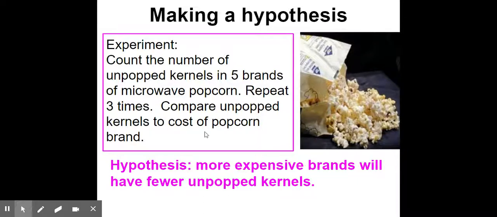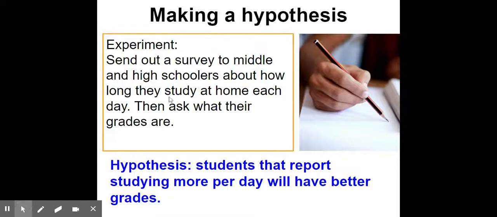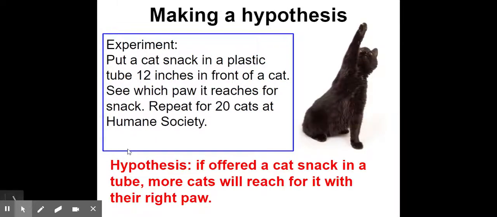If we go back to the other one, when we looked at how much people study at home and then the grades, those are the two variables. And how do those relate together? Well, as one goes up, the other one goes up. And for the cat one, what we're relating is which paw the cat reaches for with a snack. It's not really having a prediction; we're predicting the count of them. It's a prediction, but it's not exactly two variables. It's just this is what we think is going to happen.